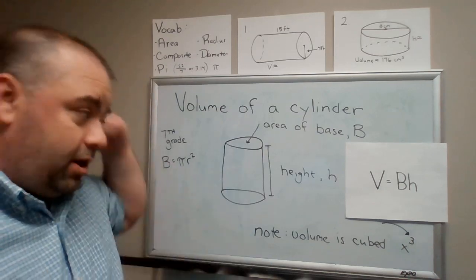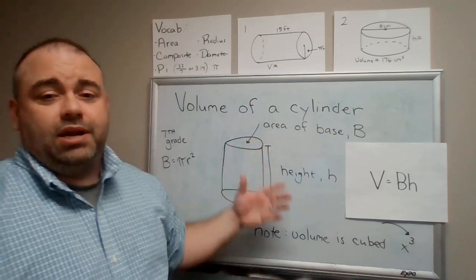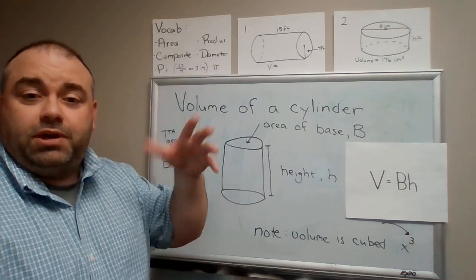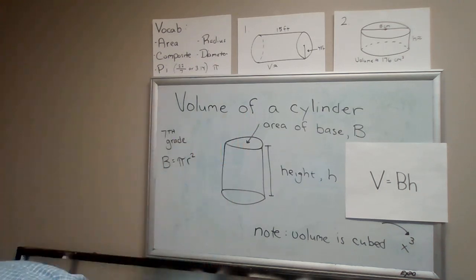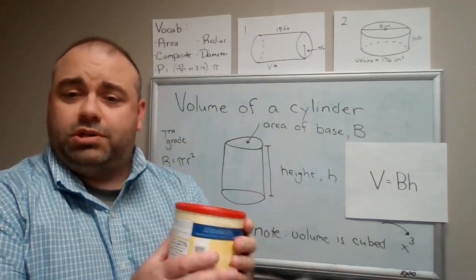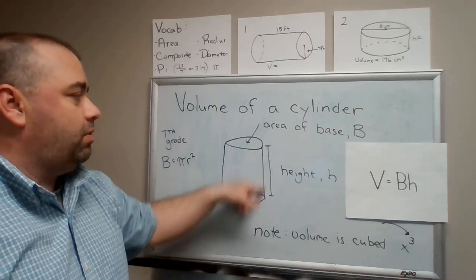So for the volume of a cylinder, right here, we have the area of the base. Now the base could be either on top or bottom. It doesn't matter which one you indicate as the base because they should be the same. Like on the can that I had, we have the top and the bottom. They should be the same unless you have some kind of a cone situation, which we'll talk about later. And the height would go like that.